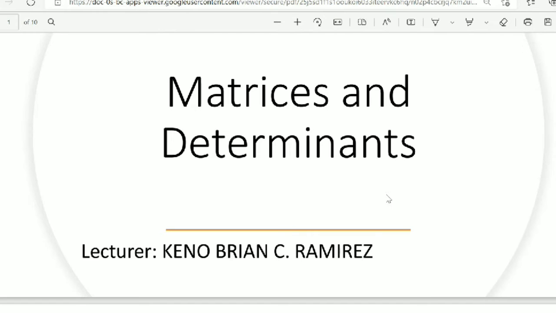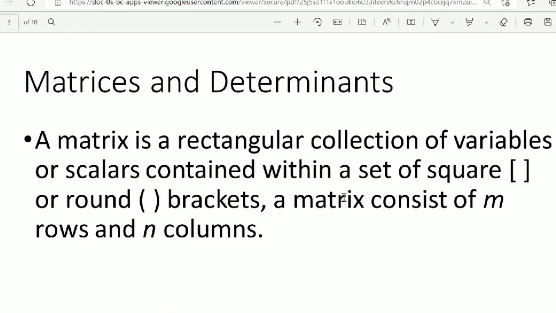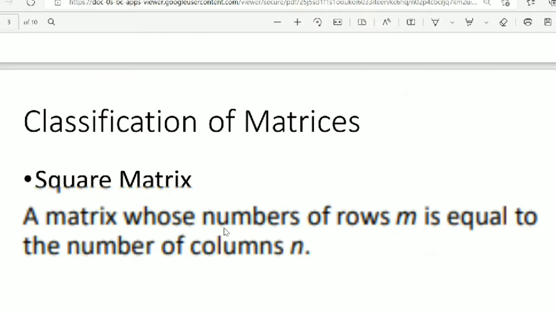Matrices and determinants. So first, let's discuss the definition of matrices and determinants. A matrix is a rectangular collection of variables or scalars contained within a set of square or round brackets. A matrix consists of m rows and n columns.